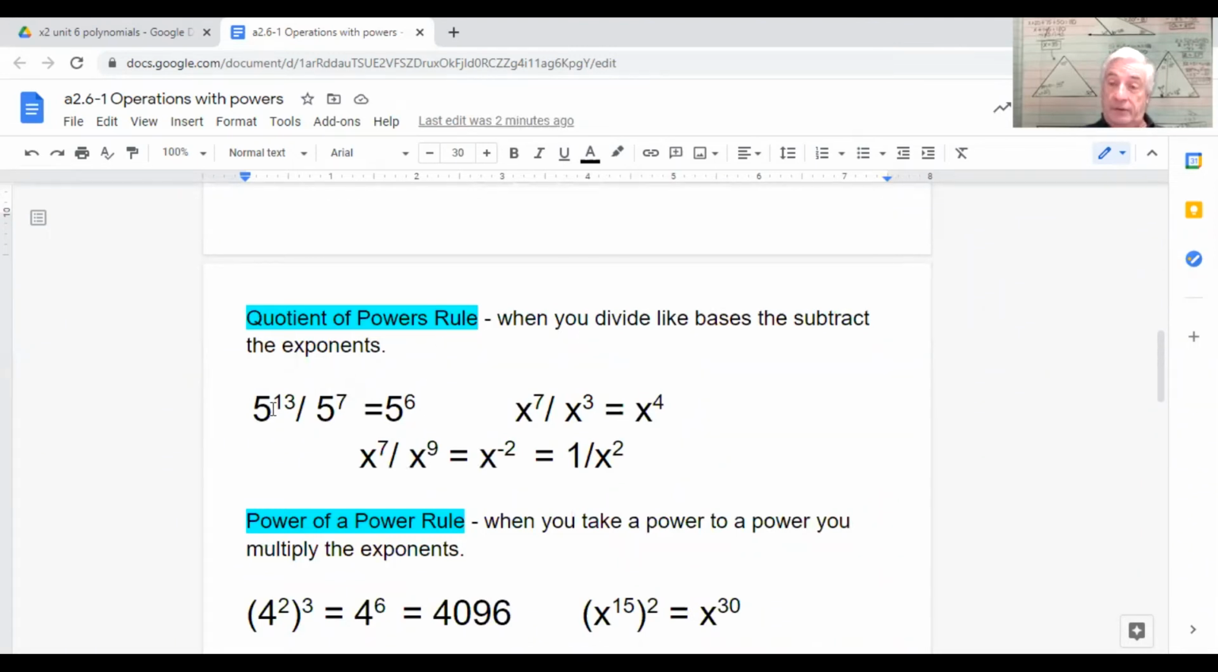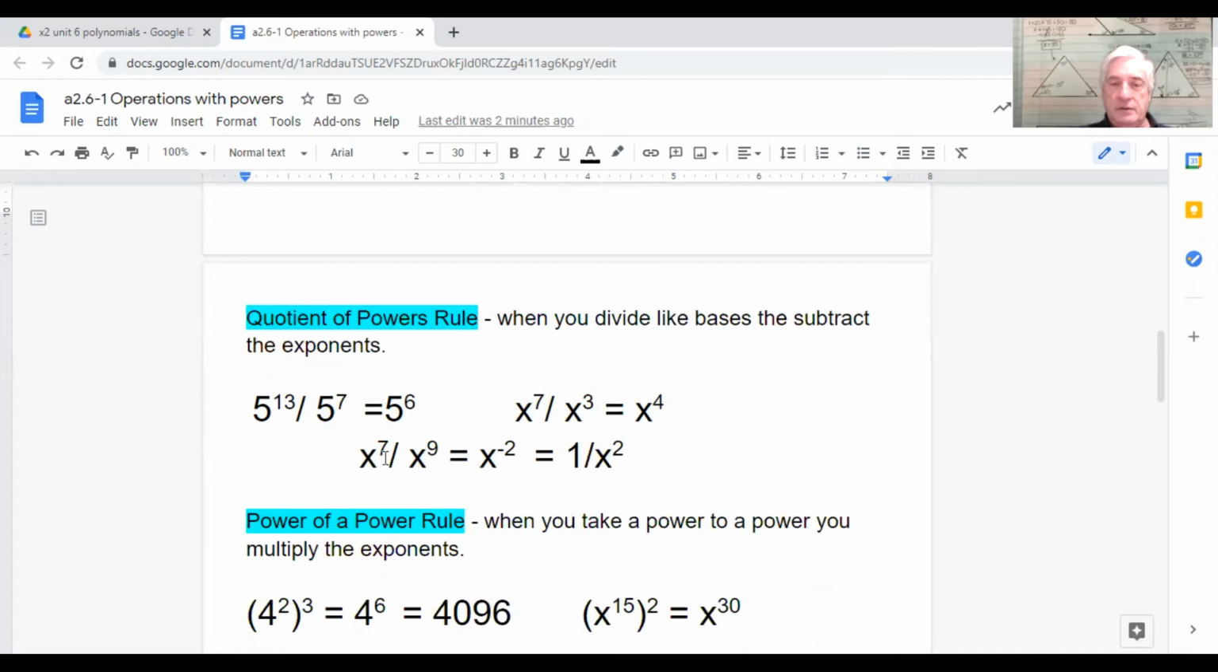5 to the 13th divided by 5 to the 7th. Doesn't matter if 7 doesn't go into 13, because all we're doing with the exponent is subtracting. 13 minus 7 is 6. x to the 7th divided by x to the 3rd is x to the 4th.